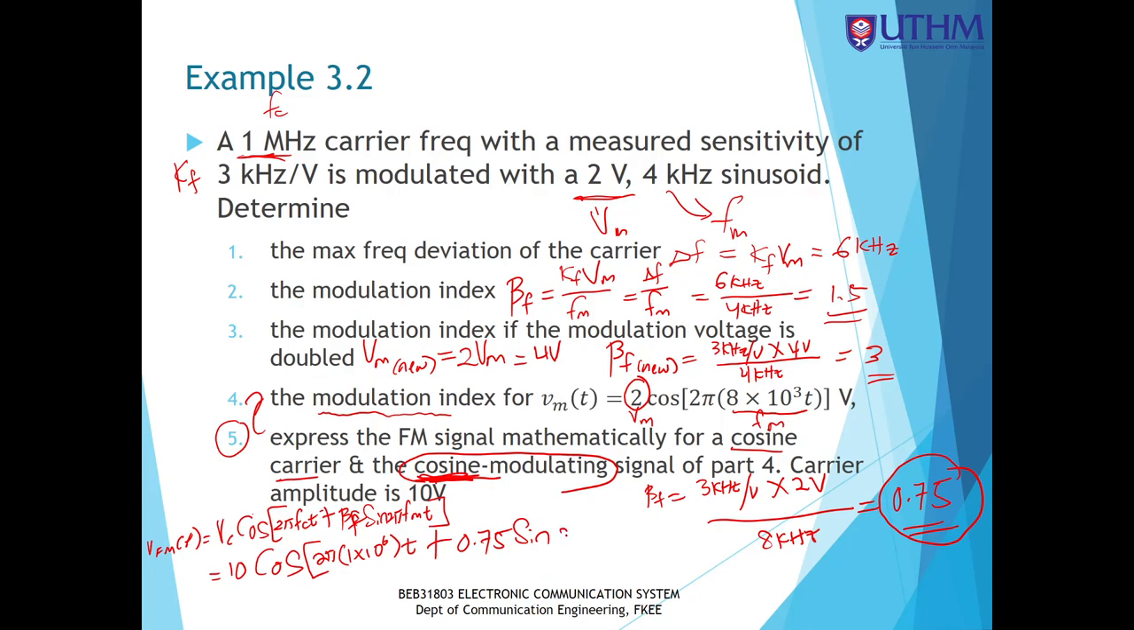Sine 2 pi, the frequency of the input message is 8 kilohertz based on part 4, so 8 kilohertz, 10 power of 3. Close big bracket. So you see that 10 cos 2 pi times 1 mega t, plus beta F 0.75 sine 2 pi times 8 kilohertz t. So this is the equation for FM.